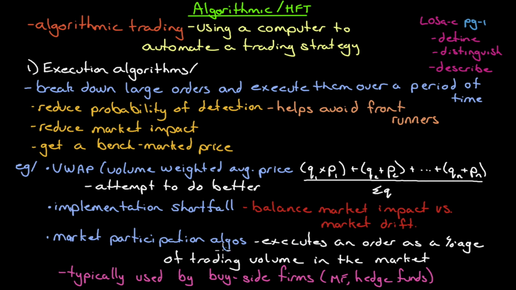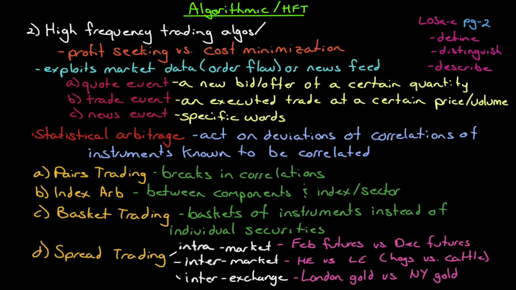Market participation algos. Executes an order as a percentage of trading volume in the market. So this one over here will break up the order and attempt to do better. This one over here says, you know what we'll do? We'll exploit periods in the market where volume is high or volume is low. So when volume is higher, we can get away with placing larger blocks of our order in those periods of time. So it executes it as a percentage of the trading volume. All of the execution algorithms are typically used by buy-side firms, mutual funds, hedge funds, because they want to hide their footsteps.